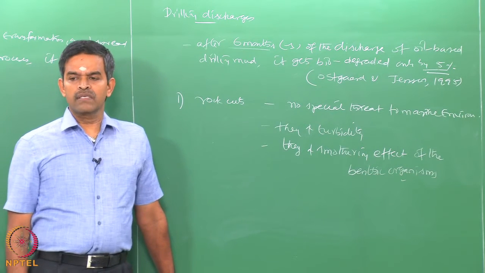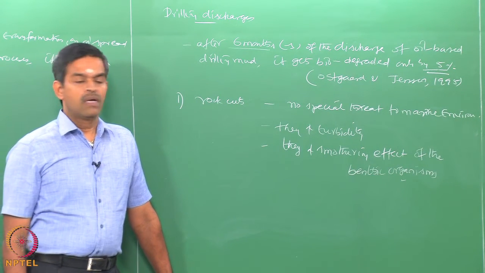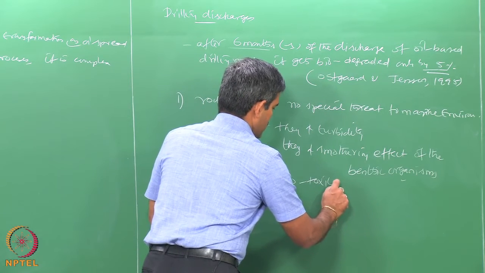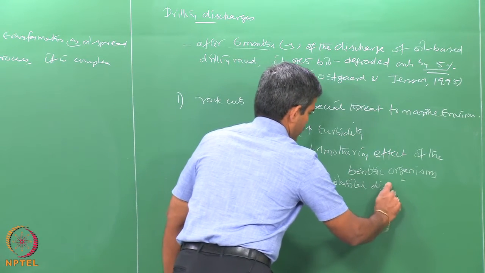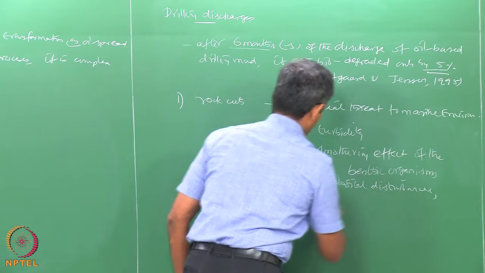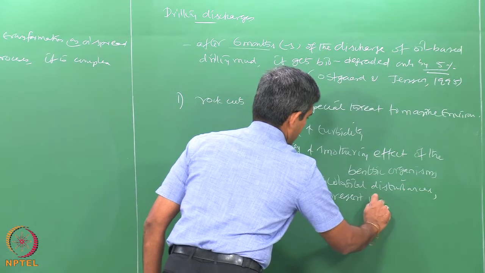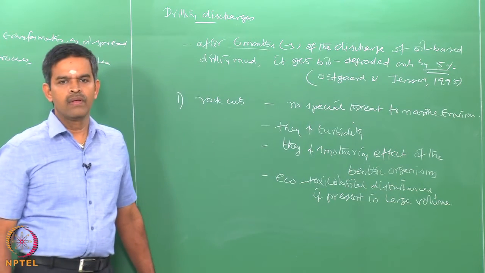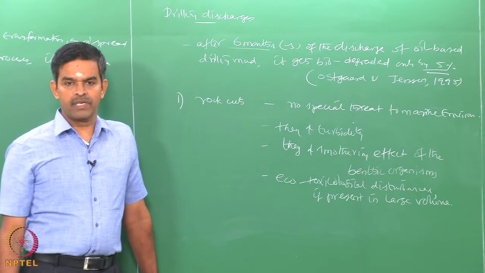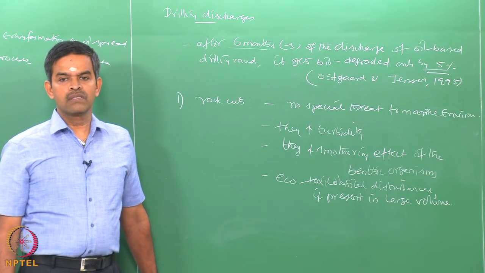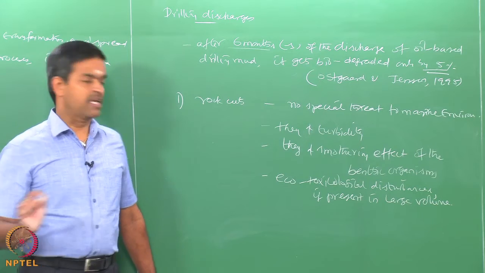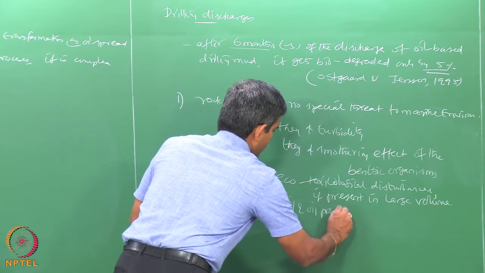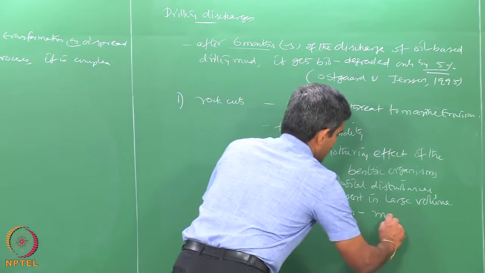The discharge of drilling cuttings, if present in larger volume, creates eco-toxicological disturbances, which essentially comes out from the offshore production. Oil and oil products that are present in the drilling cuttings are the main toxic agents, because drilling cuttings will also include oil and oil products. These are the main toxic agents.